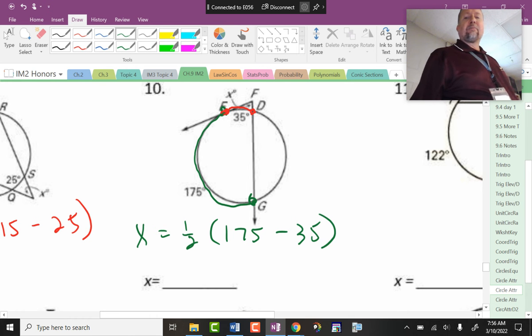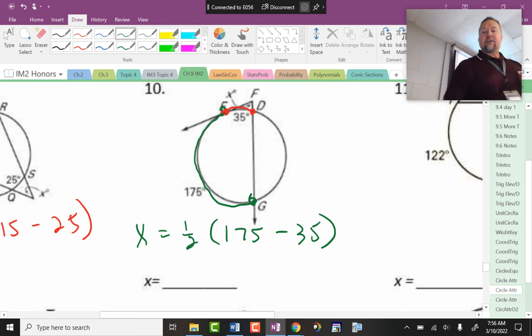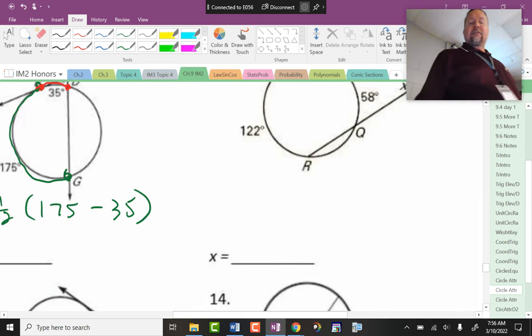This is just a simple plug and chug. All right, so you can go ahead and do that calculation. You don't need me for that. Same old, same old. Too many examples. Right, x equals half of 122 minus 58.